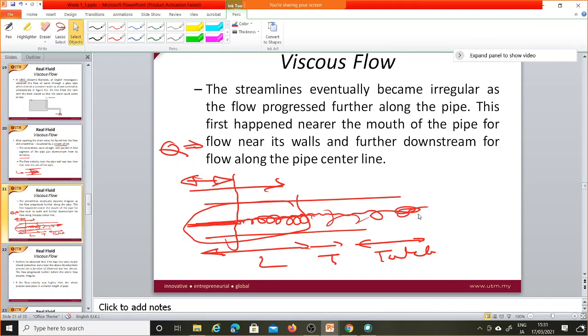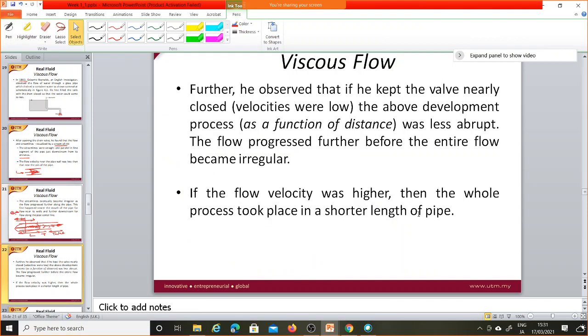You cannot distinguish it, and you can change the length. Here you can see that if the flow velocity was higher, then the whole process took place in a shorter length of pipe. The whole process means the turbulence. So you will get the turbulence phase very quickly if you increase the flow velocity.